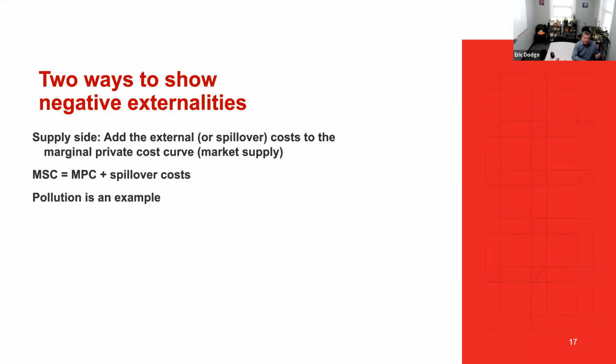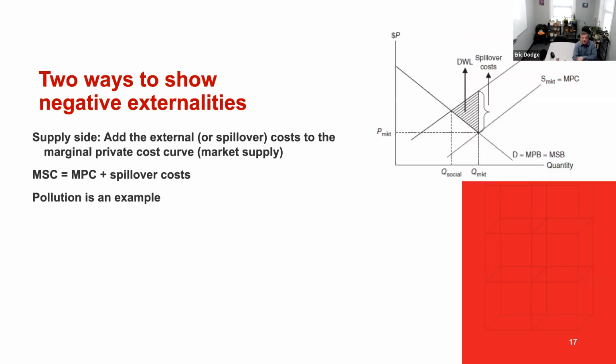But what if the production of this product creates some sort of pollution and that harms people downriver, downwind, or whatever? They're not involved in this product, but they're being harmed by it. On top of the marginal private costs, we would add spillover costs. That's the damage to those other people. And when you put those two together, we get what is called marginal social cost.